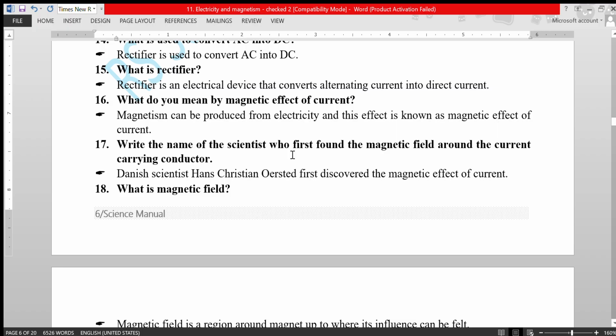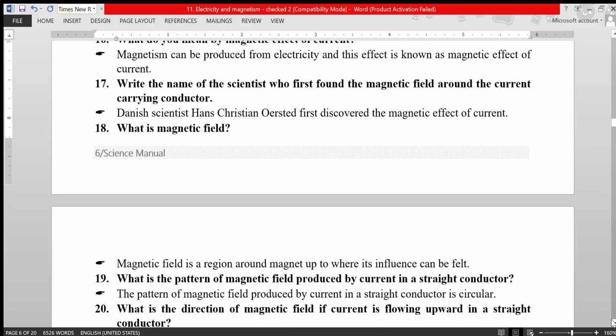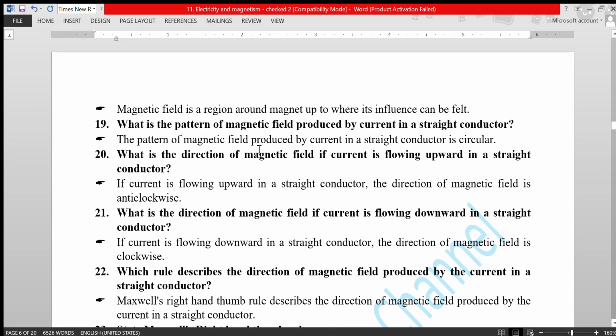What is the name of the scientist who first found the magnetic field around a current carrying conductor? Danish scientist Hans Christian Ørsted first discovered this effect. What is magnetic field? Magnetic field is a region around a magnet up to where its influence can be felt.